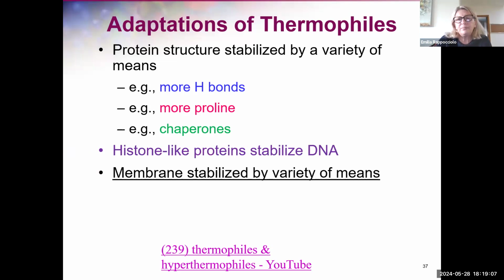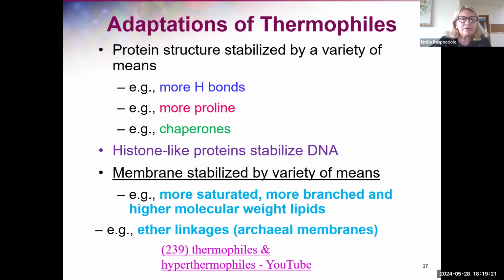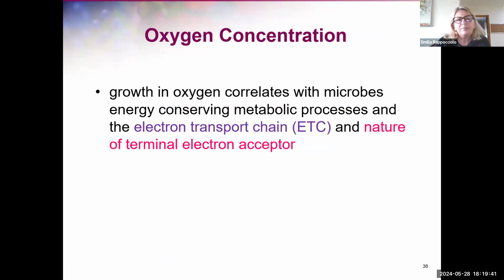The membrane can be stabilized by different means. You can have more saturated fats. You can have more branched and higher molecular weight lipids. For archaea, you can have the monolayers that we discussed yesterday. Ether linkages in archaeal membrane. Again, here there is a YouTube video which is nice for you to watch that kind of explains some of these adaptations for hyperthermophile.